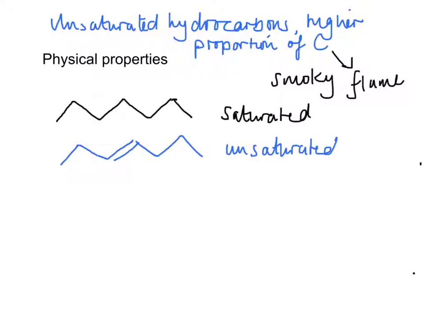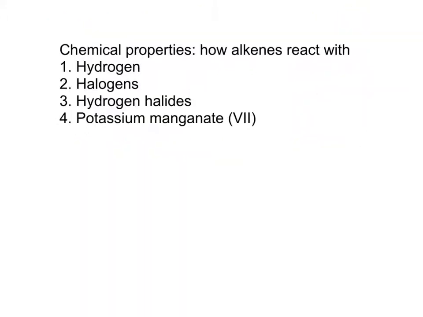This is why saturated fats are solids, that is, fats that are coming from animals like butter and lard, whereas unsaturated fats tend to be liquid at room temperature, and we call them oils, so sunflower oil and vegetable oils.